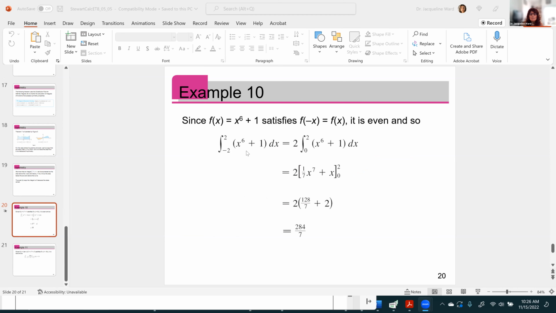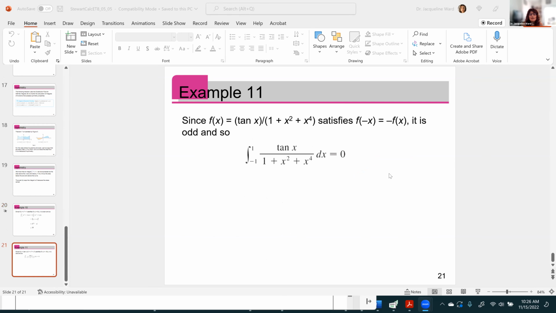So here they're just giving an example, right? When you have a power function that's even, since that's negative two, you can just go from zero to two and take twice of that. And it's nice with a zero. And this is an odd function, symmetric, so you get zero. Okay, that's it for the slides. Let's do some examples.